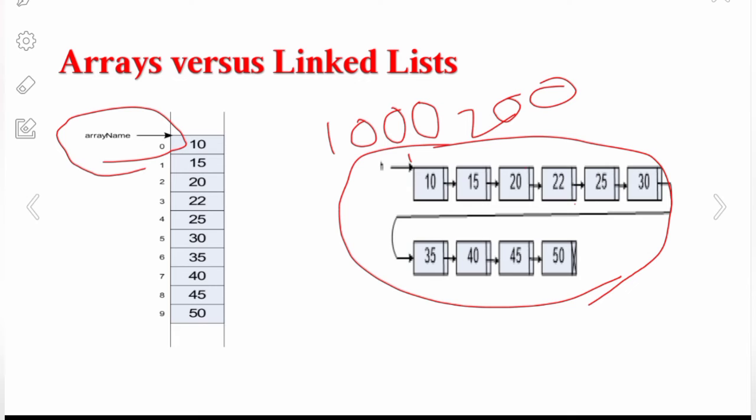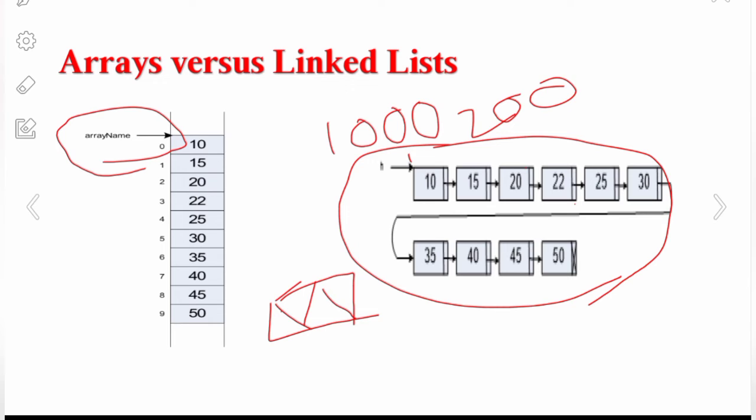If there is a particular node which is having a null value, that means the header is empty. The linked list is empty. It is not storing any nodes. So if the header is of the null value or empty type, that means in the linked list there is no data stored. Okay, so this is about the arrays versus linked list.